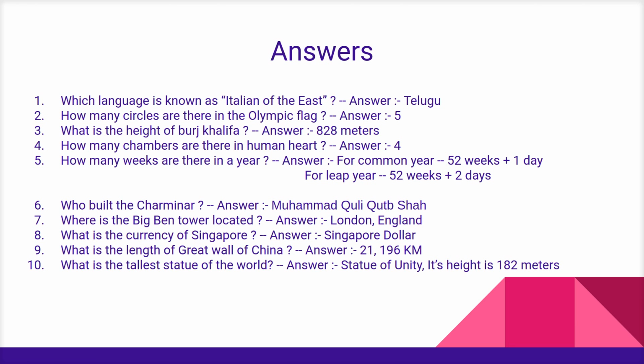Answer, 828 meters. Fourth, how many chambers are there in human heart? Answer, 4. Fifth, how many weeks are there in a year? Answer, for common year 52 weeks plus 1 day. For leap year 52 weeks plus 2 days.